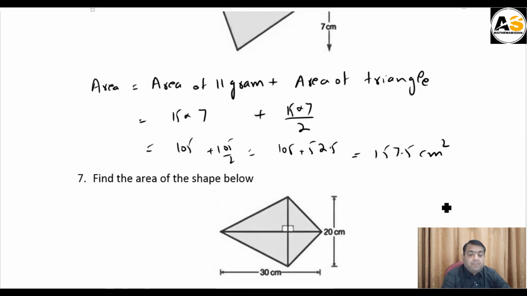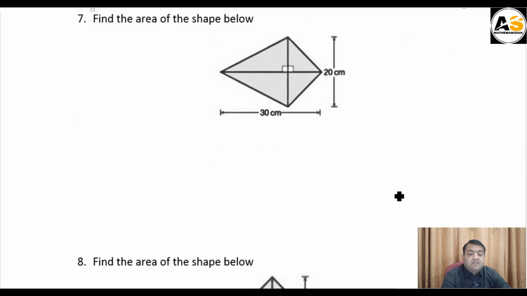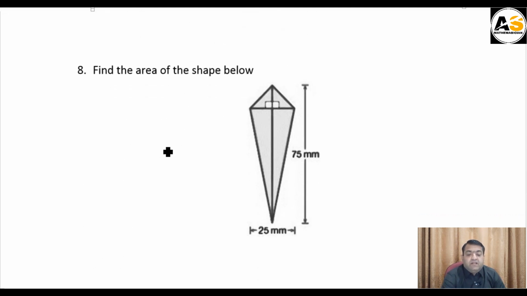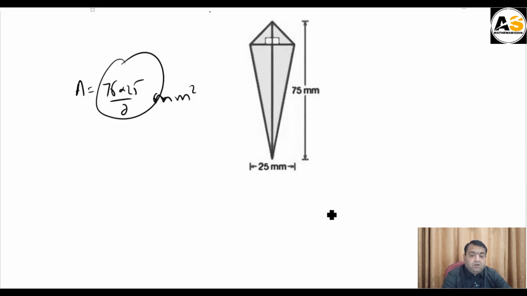We have to find the area of this kite. Its area is equal to 30 multiplied by 20 over 2, 600 over 2, 300 square centimeter. Again a kite. Length of the two diagonals is 25 and 17. Area will be 75 into 25 over 2 millimeter square. You can simplify it yourself.